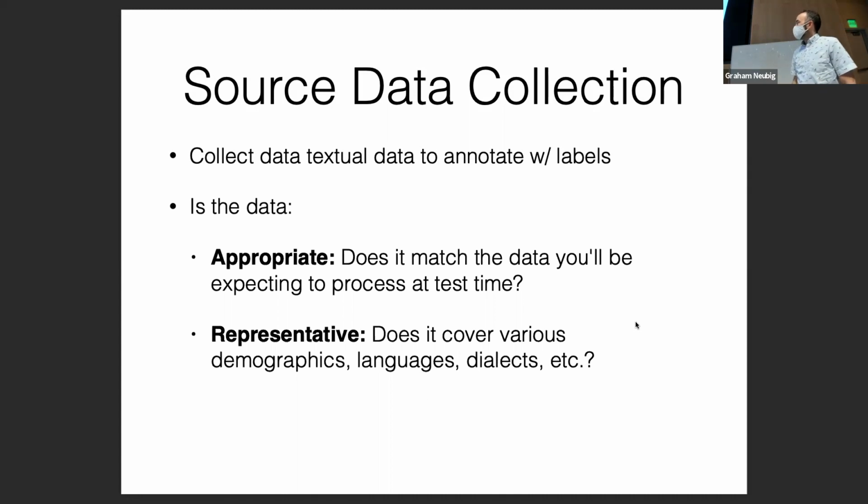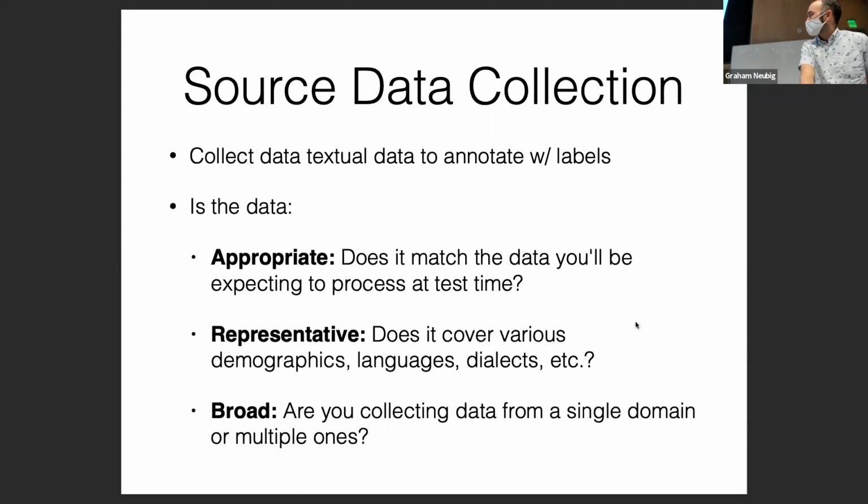So if you create a data set that very closely matches what you want to process at test time, but it's like 80% people of one demographic group, you're going to expect to do a lot worse on people of other demographic groups, and that's not very fair, right? Languages, if you only collect in one language, you're only going to be able to process one language. Also, are you collecting data from a single domain or multiple ones? If you only expect to process a single domain, it's fine to collect from a single domain, but it'd be good to have multiple ones if you want it to be more robust.